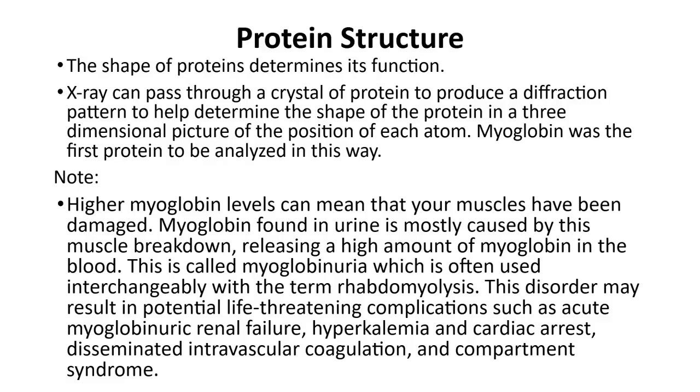As an example, the first protein that was analyzed in this way is called myoglobin. High levels of myoglobin found in your urine is something very dangerous, because it's caused by muscle breakdown. Athletes especially have to be wary of this, because when this situation does happen, it can be potentially life-threatening if not found early enough.